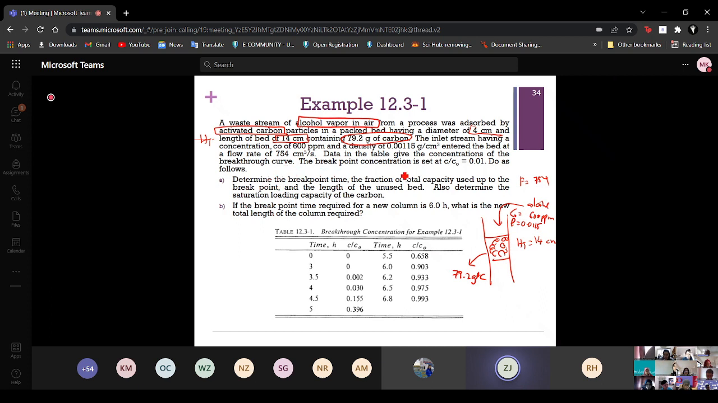The breakpoint concentration is set at this one. They told you the breakpoint is C over C naught is 0.01. So it's easy for you. Most of them are not given. Okay, please remember that most of them is not given.